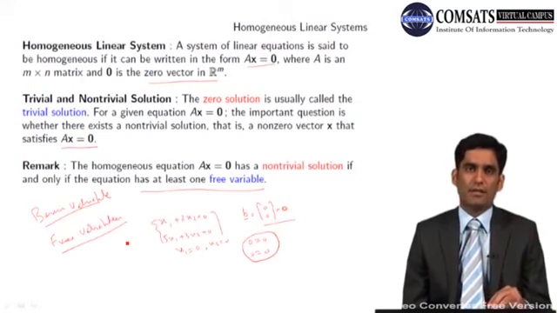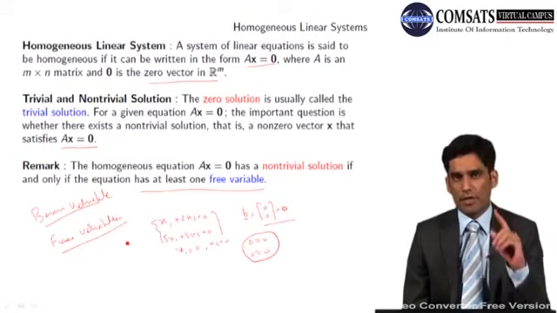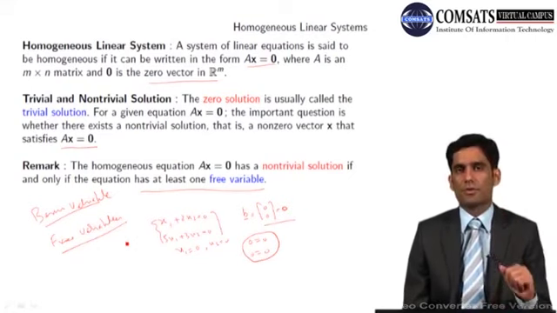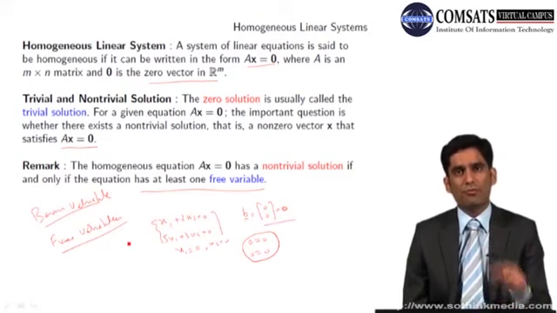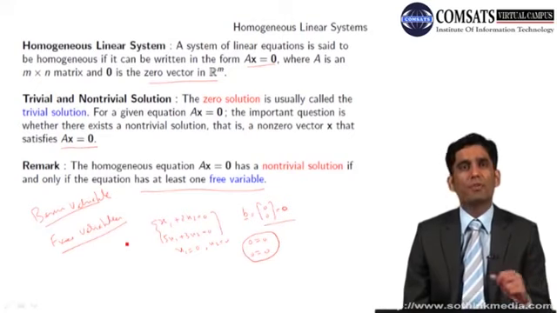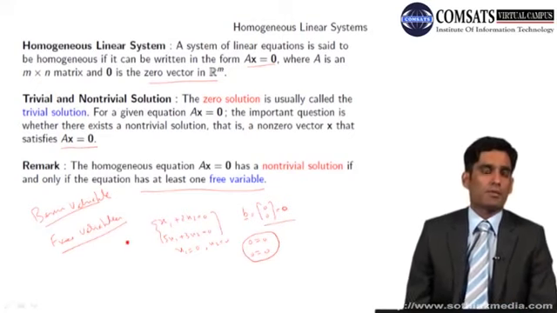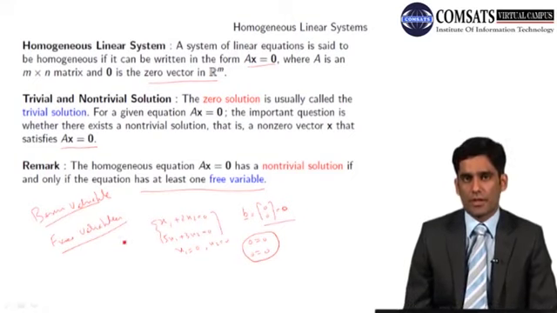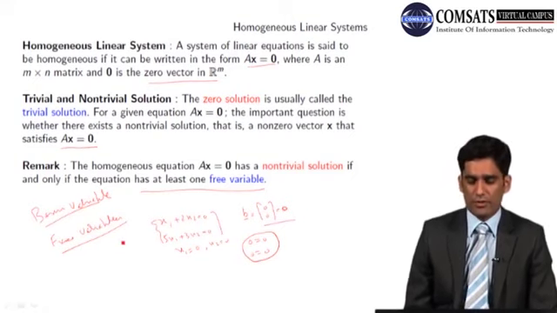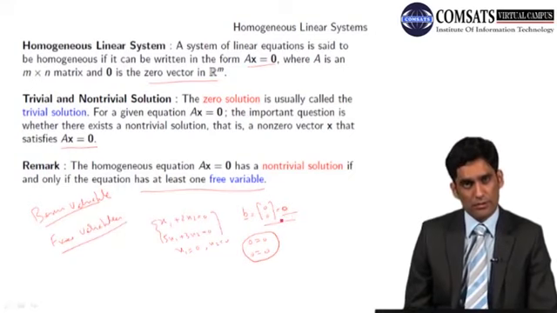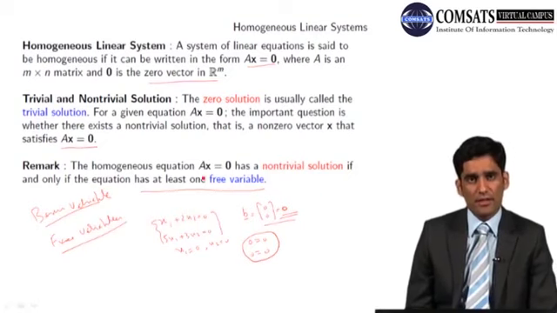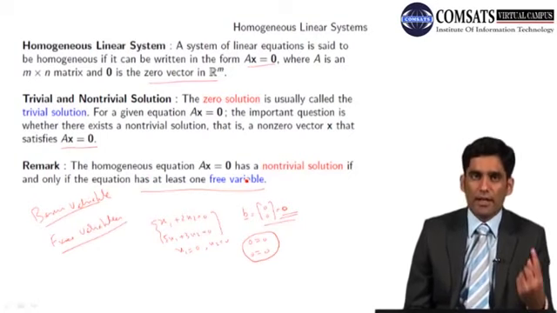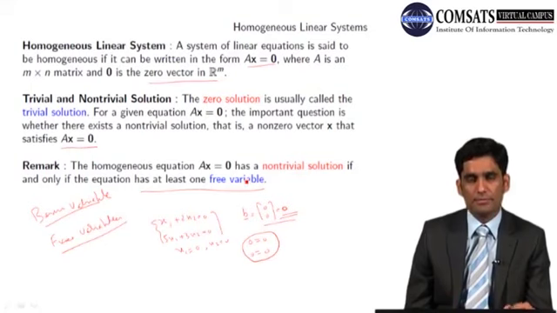We already decided that a system of linear equations can have a unique solution or infinitely many solutions. If we have infinitely many solutions, then there must be at least one free variable. You must have at least one free variable if your system of linear equations has infinitely many solutions. Now, a homogeneous system of linear equations always has the null vector as a solution. So if a non-trivial solution exists for a homogeneous system of linear equations, it means you have a non-zero solution.